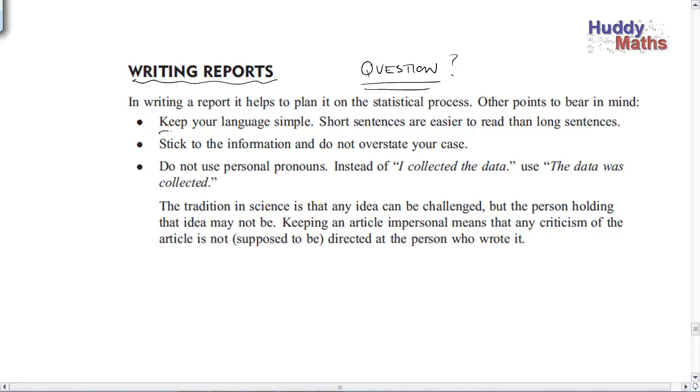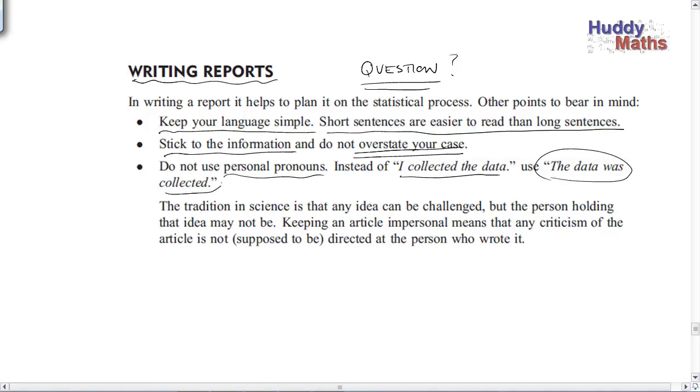Other than that, writing a report, keep your language simple. Short sentences are easier to read than long sentences. Stick to the information and don't go overboard and say you're doing things that you can't really conclude from the way you've collected the data or what the data really says. Do not use personal things. Rather than saying "I collect the data," you say, "The data was collected."